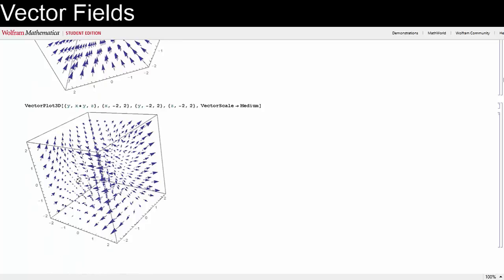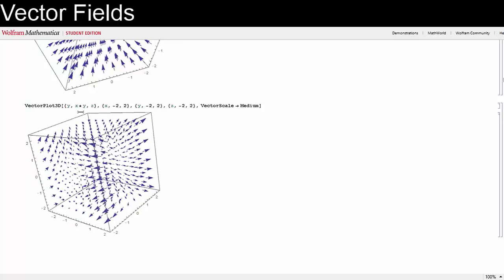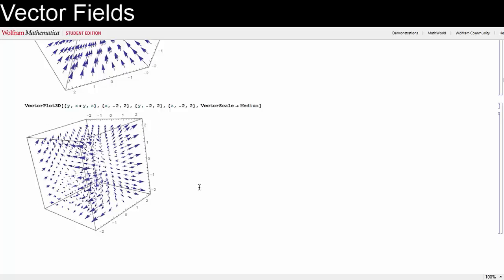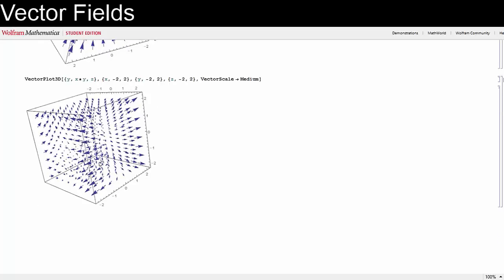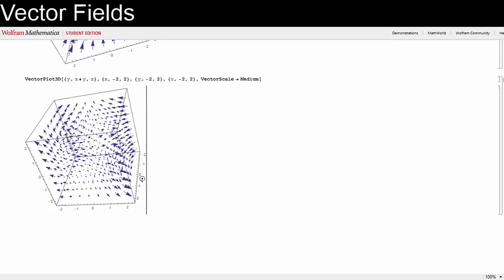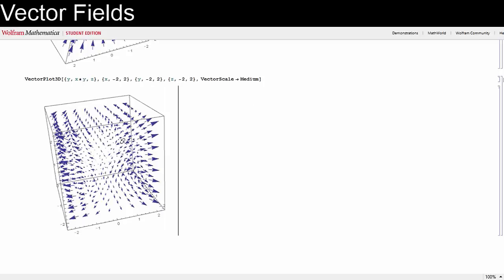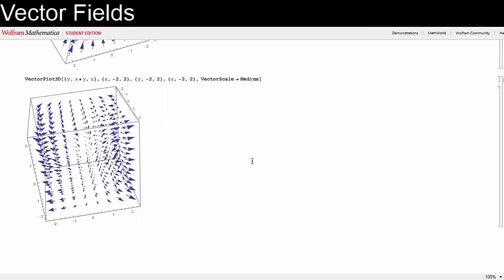Right? And here's another sort of nonlinear vector field, y, comma, xy, comma, z. And again, it just looks kind of like an interesting mess of things here, right? But even a vector field that looks as simple as this has a very, very simple pattern, right?